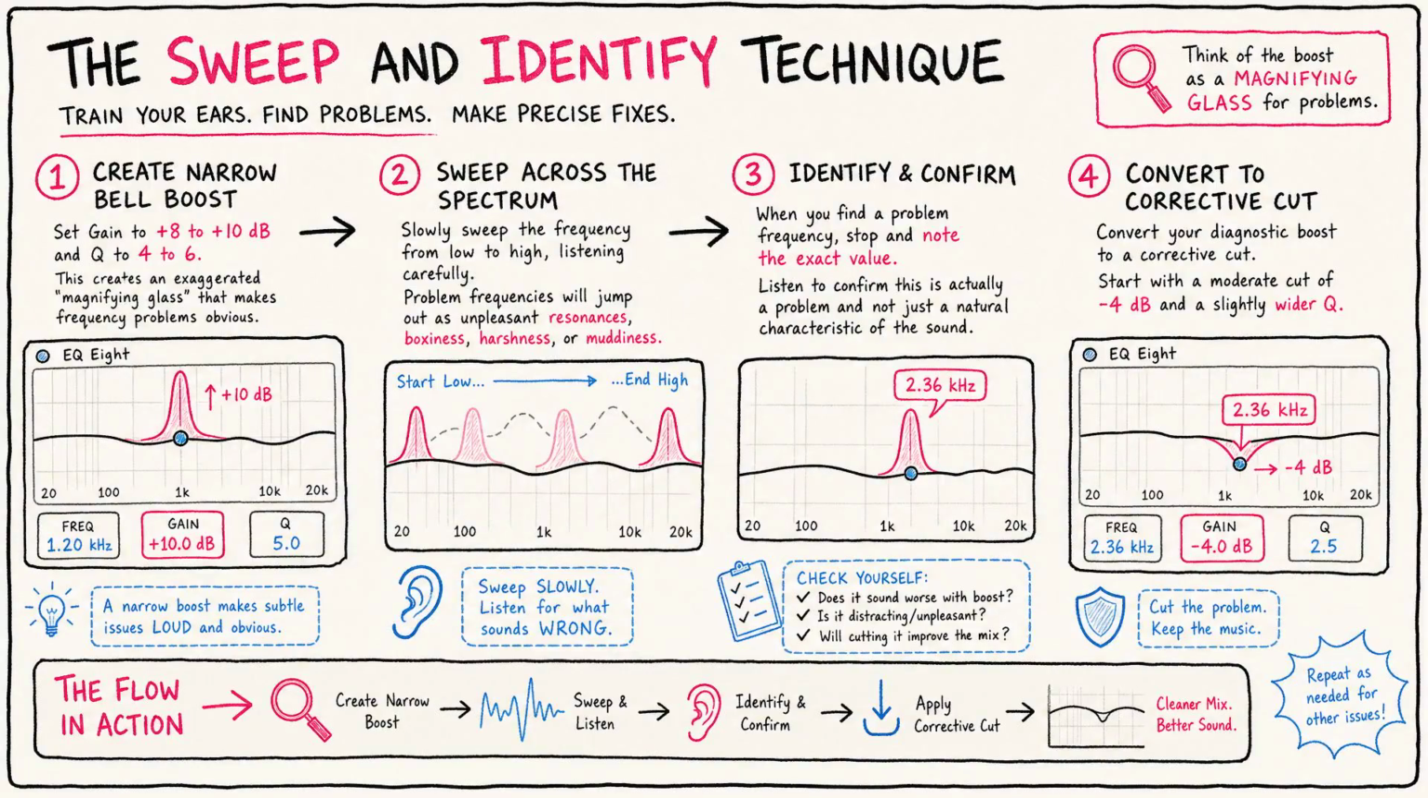Step 5. A-B compare with bypass, adjusting until the problem is solved without making the sound thin, lifeless, or obviously processed. The goal is improvement, not perfection. If you can't hear a clear benefit in context, undo the change.